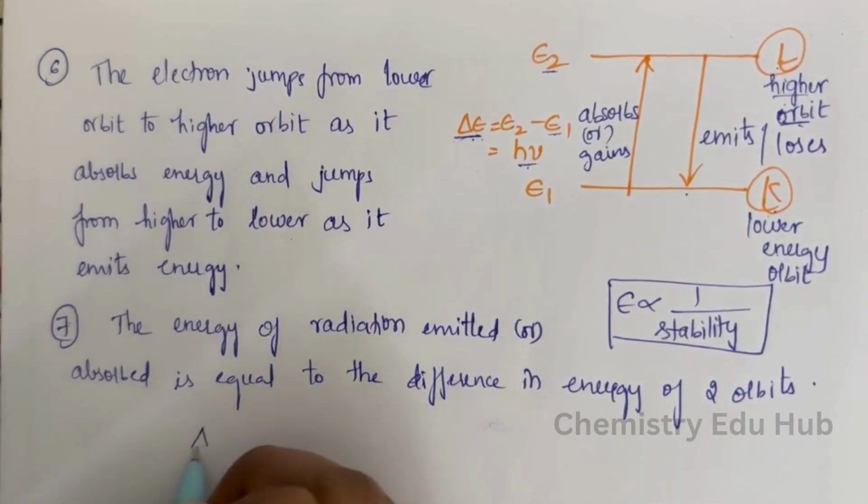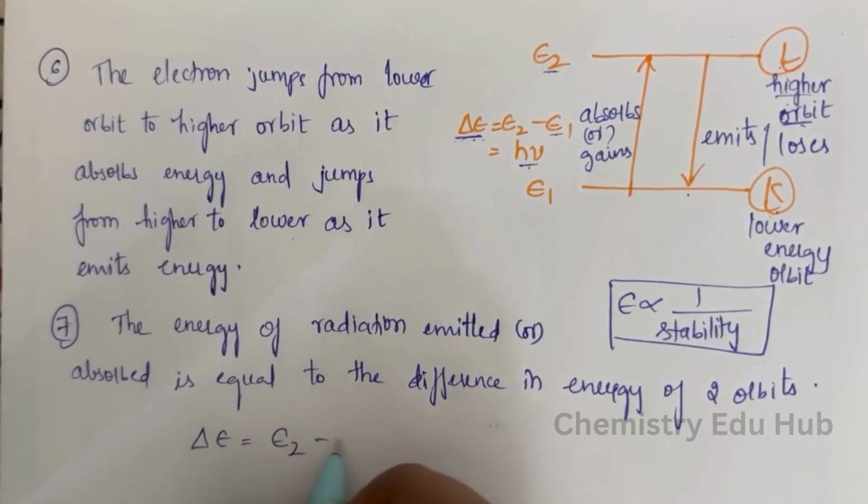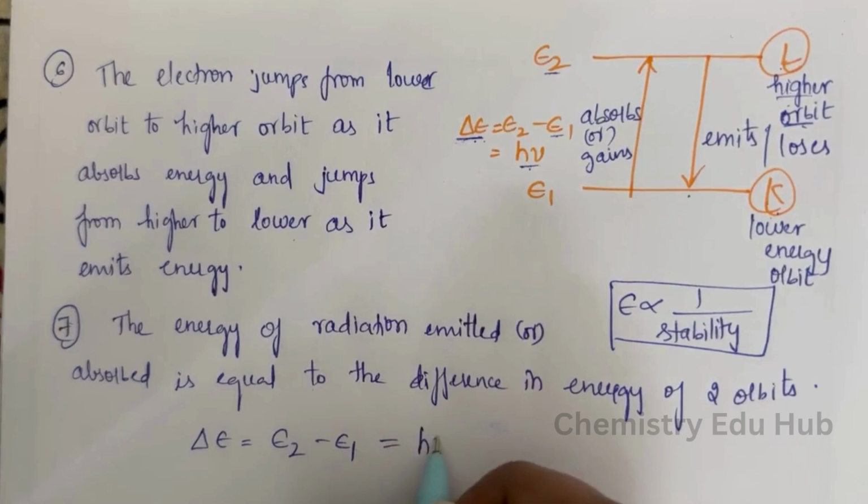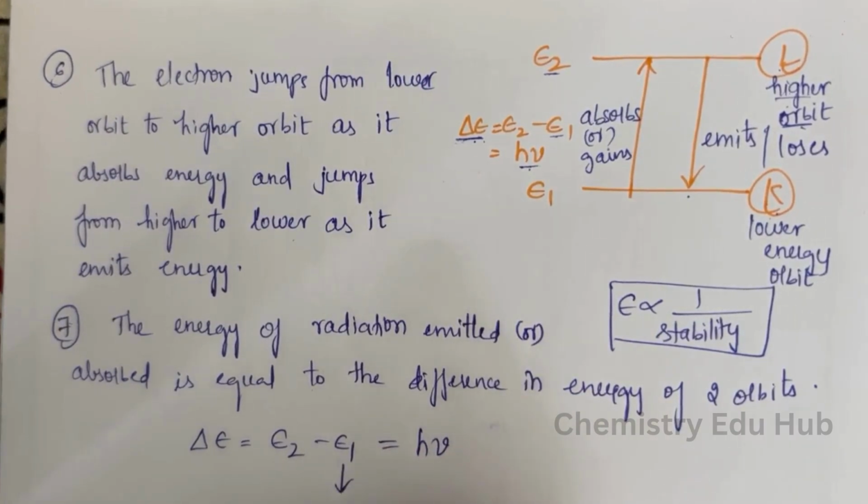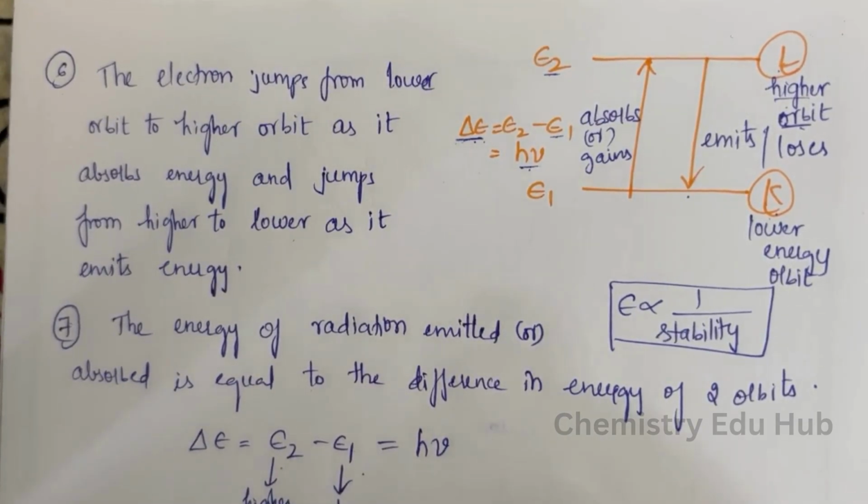So delta E is nothing but E2 minus E1, which is equal to h nu. E1 is the energy of lower orbit and E2 is the energy of higher orbit. Always we subtract higher minus lower.